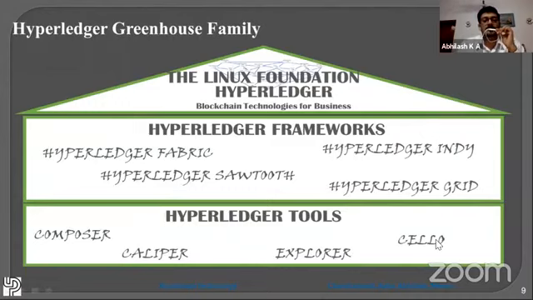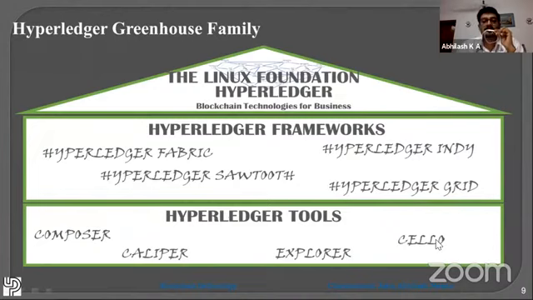Now, coming back to the other members of the framework, after Hyperledger Fabric, we have Sawtooth. Sawtooth is contributed by Intel. It's part of their blockchain, which they have given to the Linux Foundation. We are left with Hyperledger Indy and Grid.